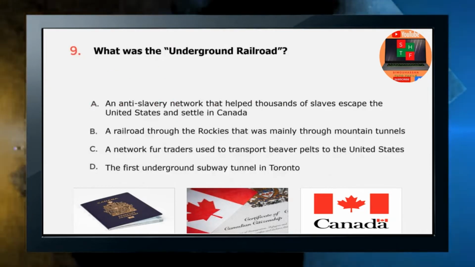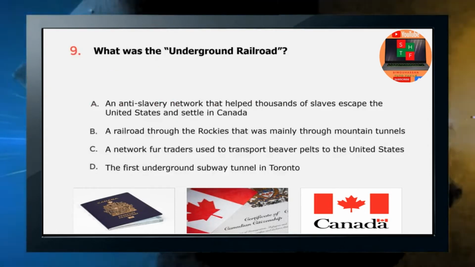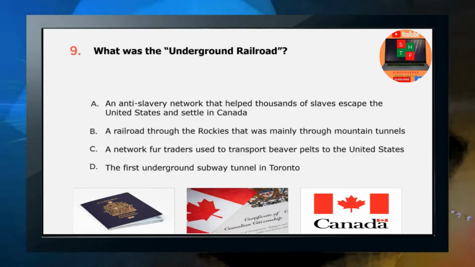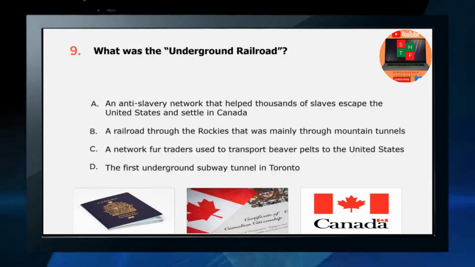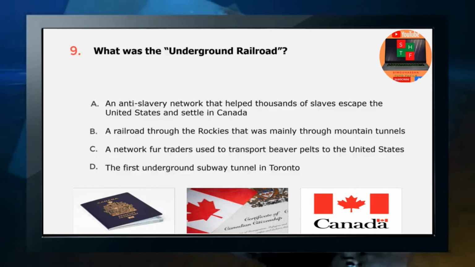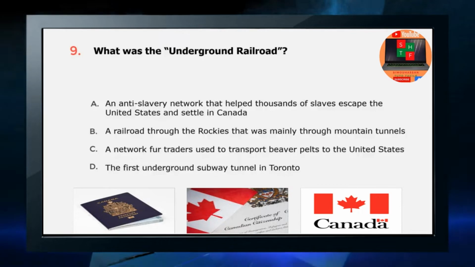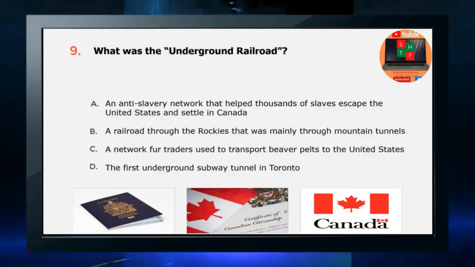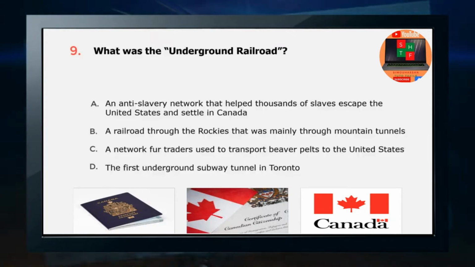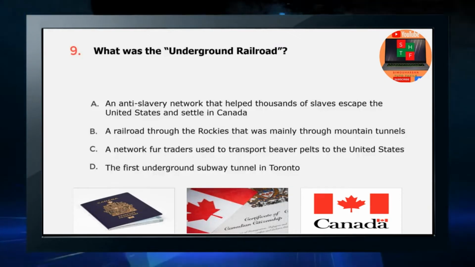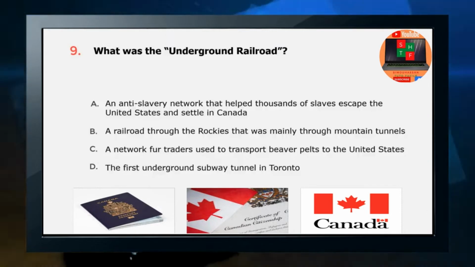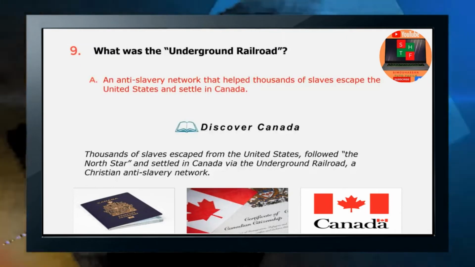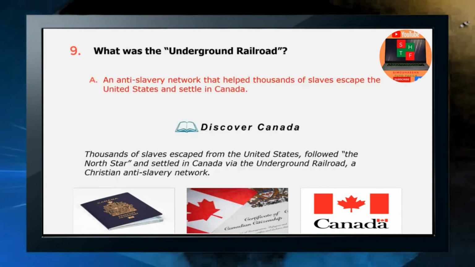Question 9. What was the Underground Railroad? A. An anti-slavery network that helped thousands of slaves escape the United States and settle in Canada. B. A railroad through the Rockies that was mainly through mountain tunnels. C. A network fur traders used to transport beaver pelts to the United States. D. The first underground subway tunnel in Toronto. The answer is A. An anti-slavery network that helped thousands of slaves escape the United States and settle in Canada.